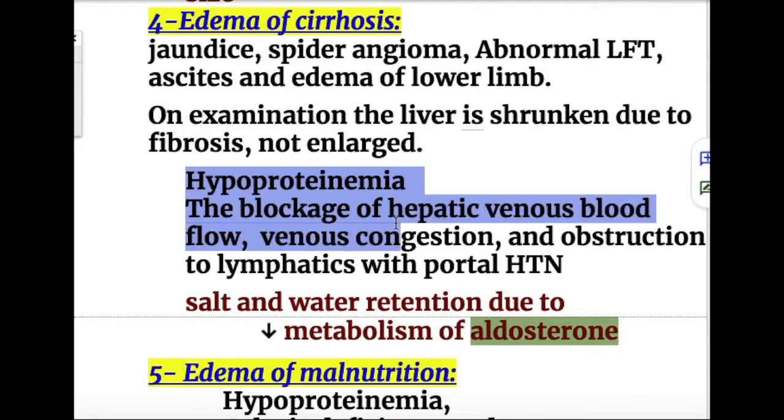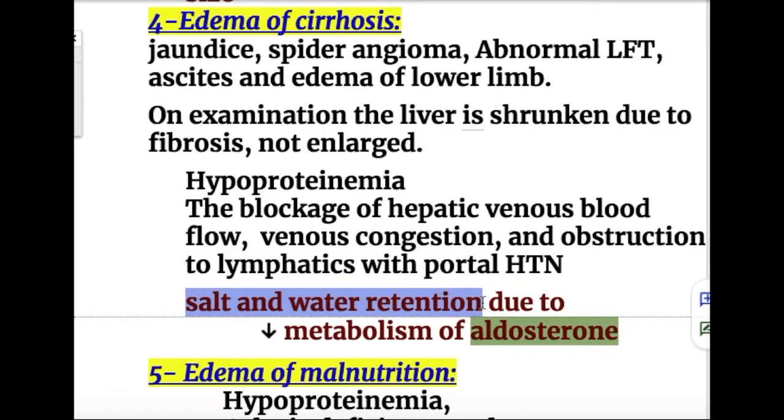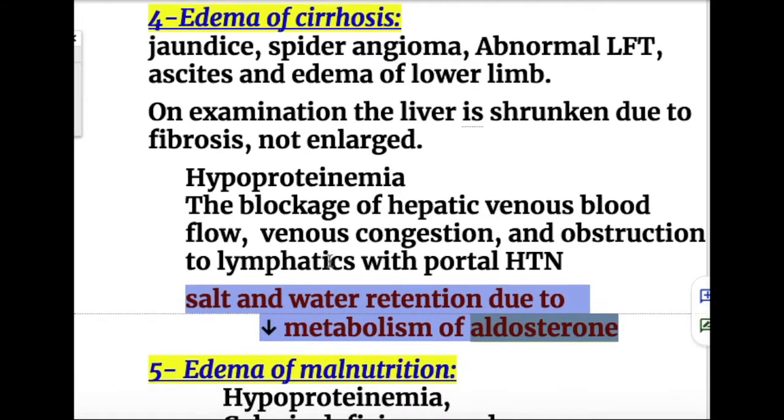The blockade of hepatic venous blood flow leads to venous congestion and obstruction to lymphatics with portal hypertension. And there occurs salt and water retention in cirrhosis. Why? Due to decreased metabolism of aldosterone. Aldosterone is produced by the adrenal cortex and metabolized by the liver. In liver failure, it's not metabolized, so its levels increase and cause edema formation and hypertension.